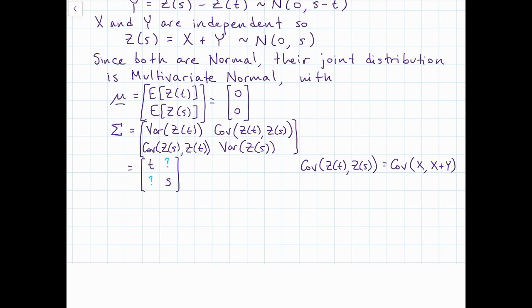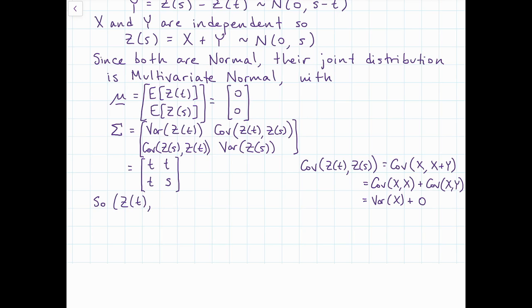Well, the covariance of x with x plus y is the covariance of x with x plus the covariance of x with y. But the covariance of x with x is just the variance of x, and x and y here were independent, the way we defined them, because they were covering non-overlapping periods in this process. So altogether, the covariance of z of t and z of s is just the variance of x, which was our normal 0, t, and so the variance is just t. So both of those diagonals of that matrix will be t.